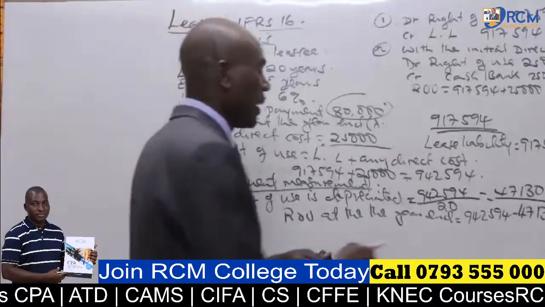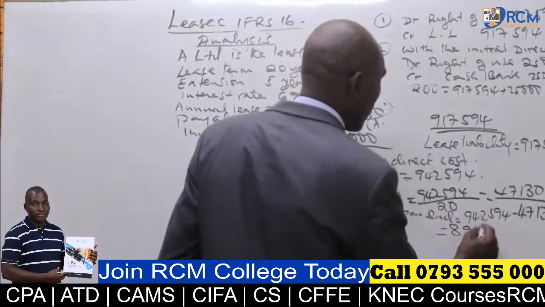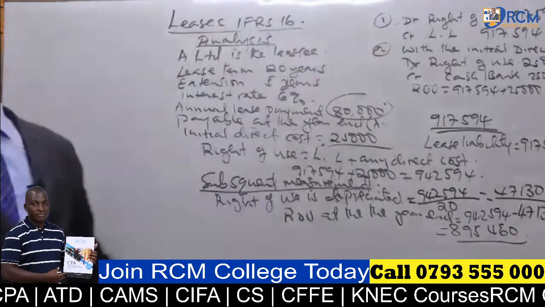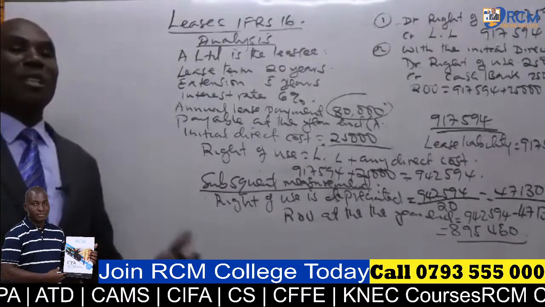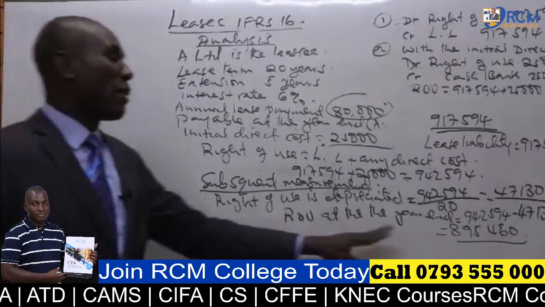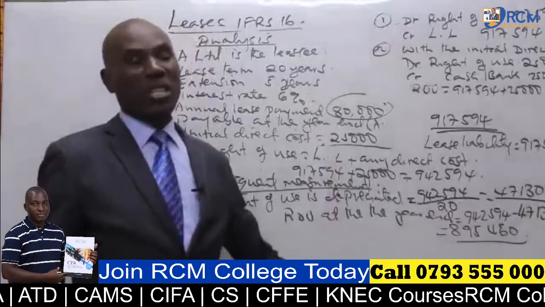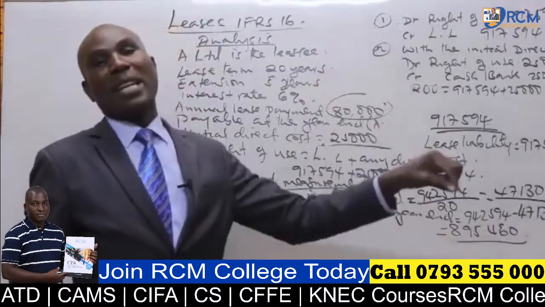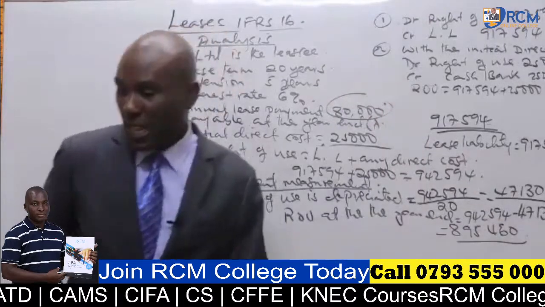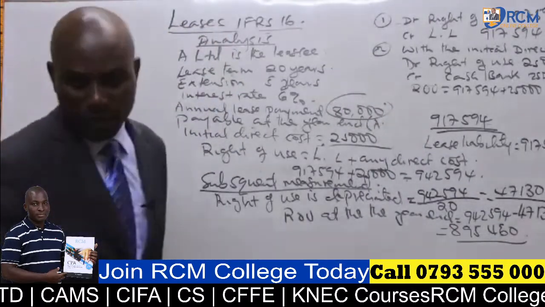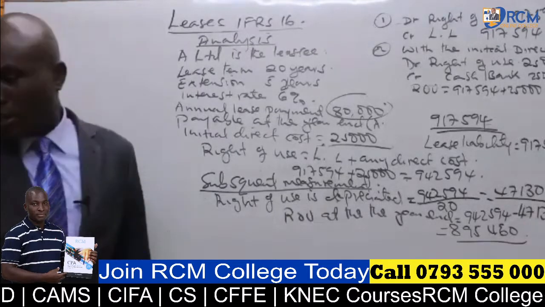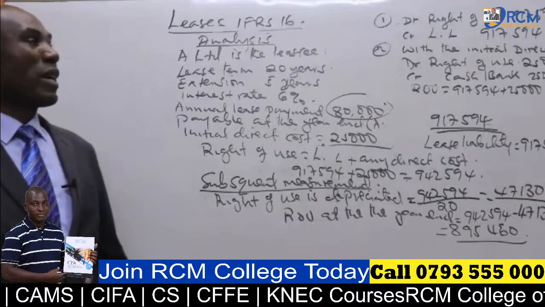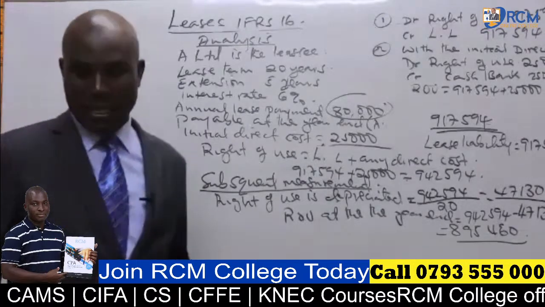895,460 is what I report at the year end on subsequent measurement. At the year end, my right of use in my balance sheet, I will report 895 because I take the initial recognition minus depreciation. We depreciate that asset. Then, any question as we move on? Before we go to subsequent measurement of the lease liability.